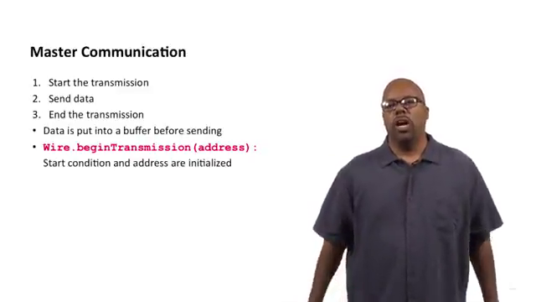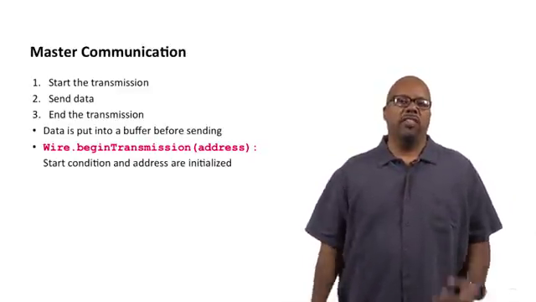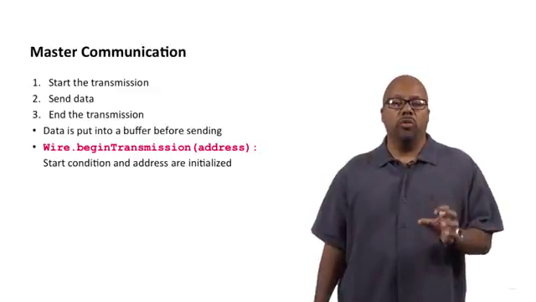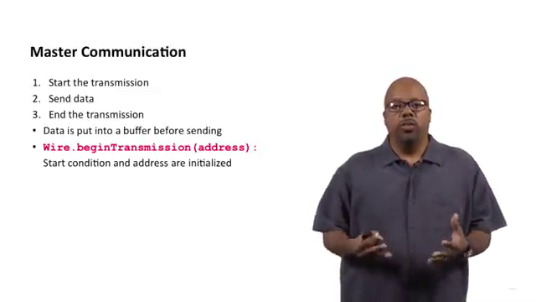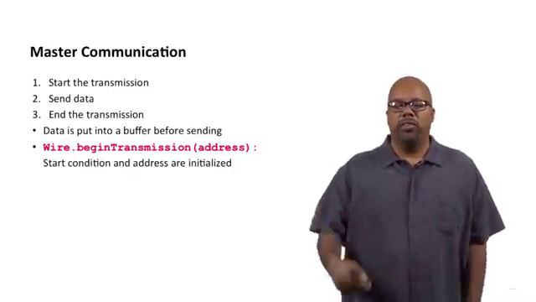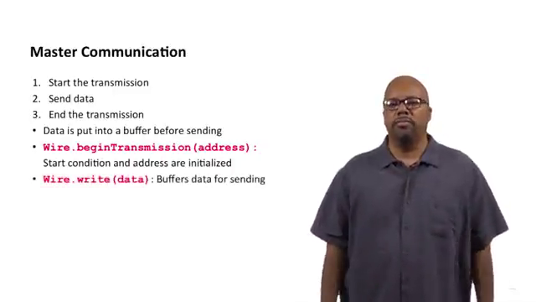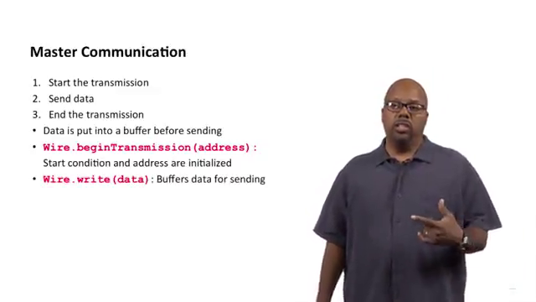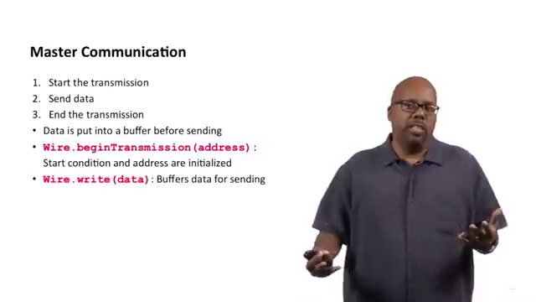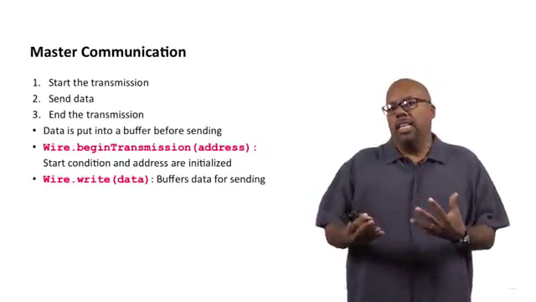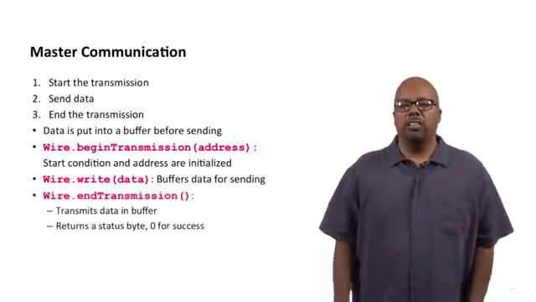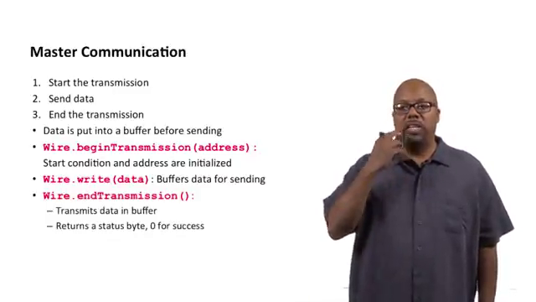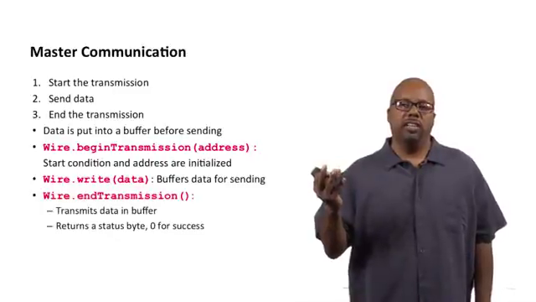So you start off, you say Wire.beginTransmission with the address, and this initializes it, tells it it's going to have to do a start condition, and tells it what the address is that's going to be sent. Those 7 address bits are whatever the argument is. Then you write data. Wire.write basically writes data. You give it a byte, and that's going to be the data that's transmitted on the bus. And endTransmission transmits the data in the buffer and creates a stop condition.